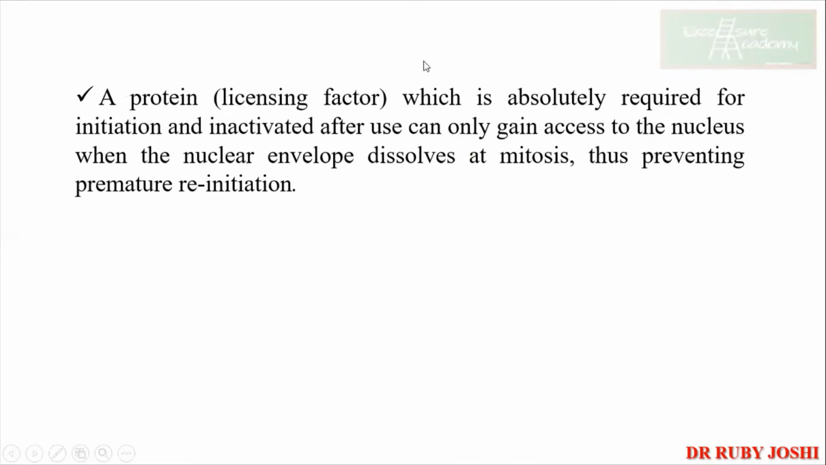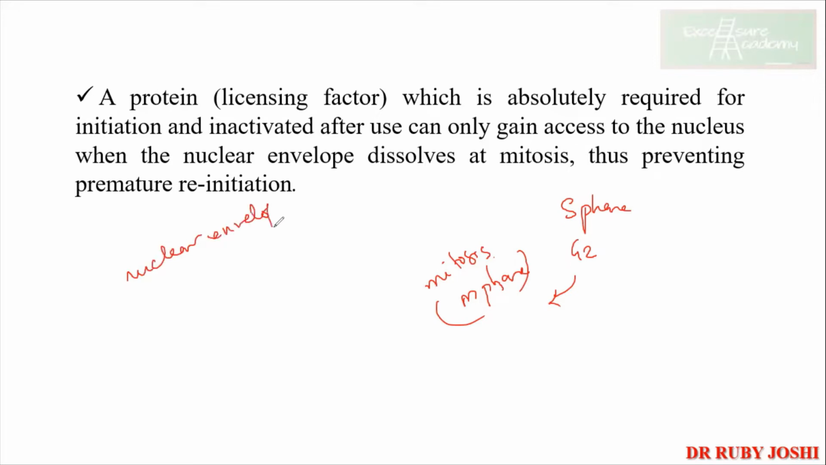So what does it mean? See guys, if you remember in the case of eukaryotic cell, your DNA synthesis is happening in the S phase, right? So after the checkpoint in the G2 phase, once it is done, it is allowed to go into the M phase. Now, what is M phase actually? M phase is the mitosis. And we know that in the case of mitosis, the nuclear envelope is going to disappear, right? So it is a protein which is required and it's inactivated. Otherwise, what will happen? This protein will again go and initiate the replication.